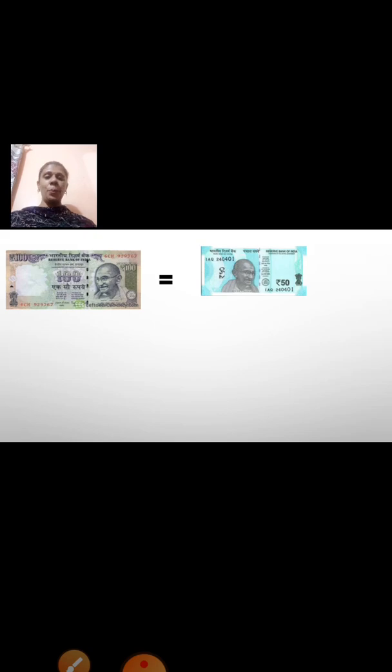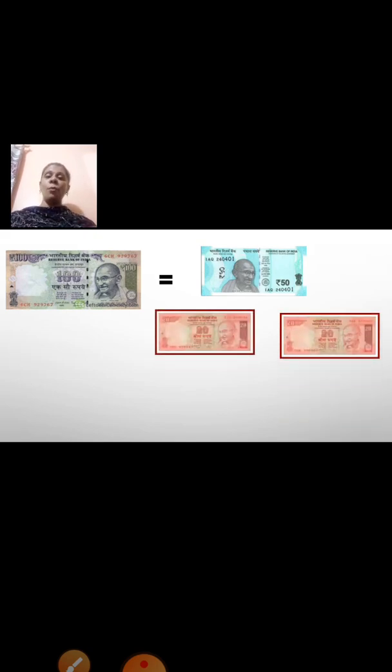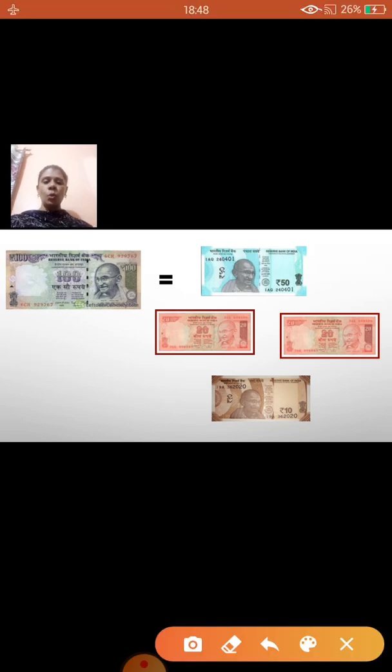Yes, 50 rupee. Then 20 rupee. Okay. One more 20 rupee note. And one 10 rupee note. Okay, let us count whether its total is 100.